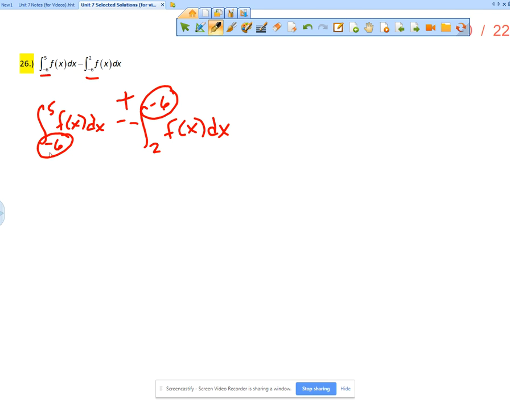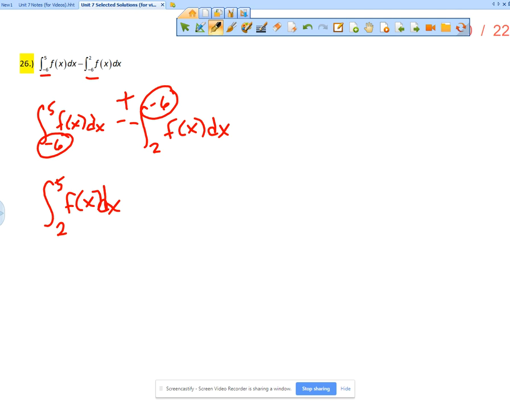I can say that this is the integral from -6 to 5 of f of x plus the integral from 2 to -6, and since the -6's are the same, we can write that this is the integral from 2 to 5 of f of x dx, all right? So that's one way to do it.